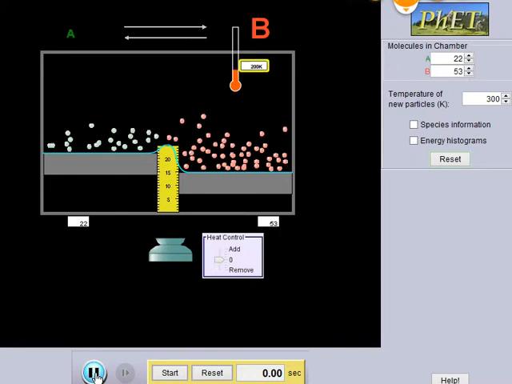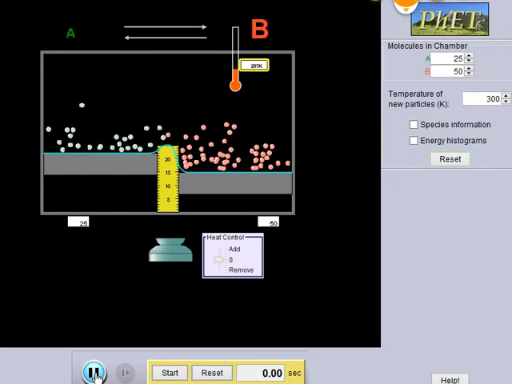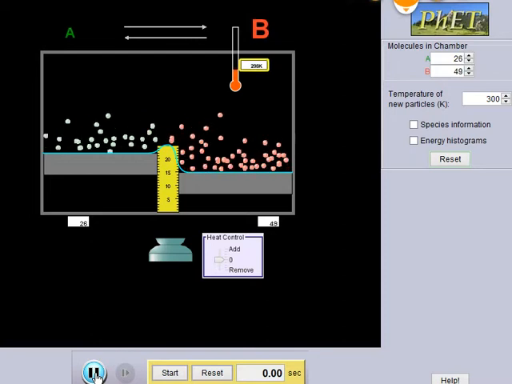Did you guys figure out the formula for K? Did you guys understand that? I'll tell you what Q is.